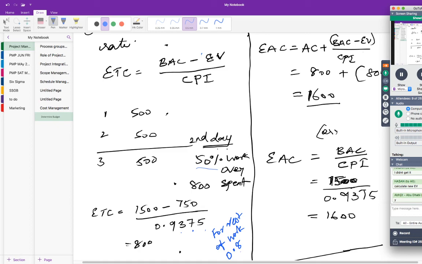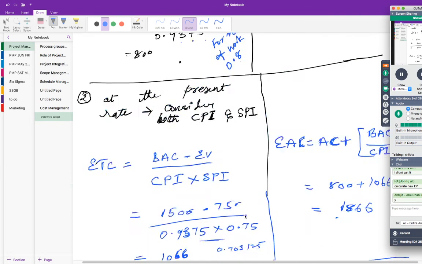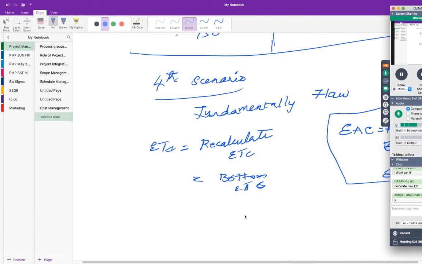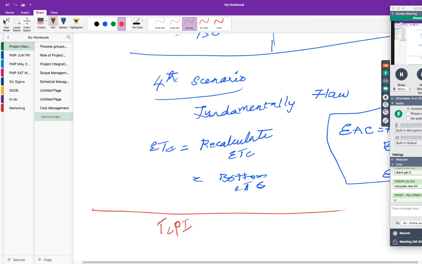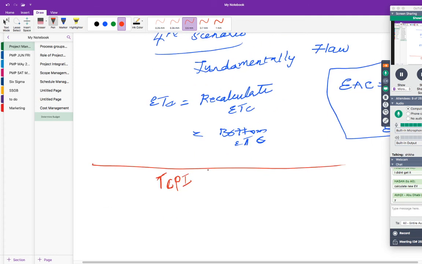Okay. Now let me do the last calculation, and I'll send you the problems. The last calculation is TCPI. Okay. TCPI. What do you mean by TCPI? TCPI means to complete performance index.